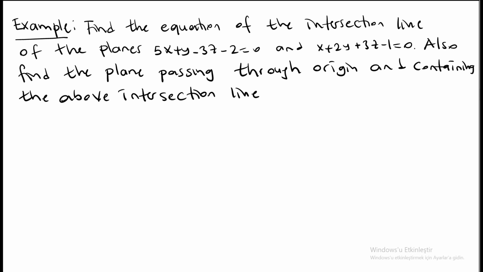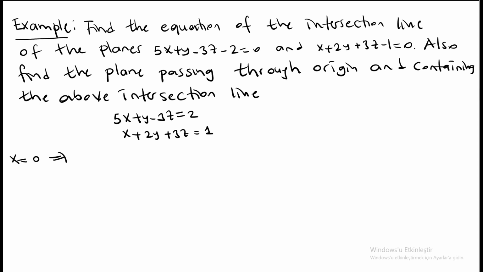Okay, we have two questions here. So when you find the first solution, you need to use this solution in the second question. So first, let me find this one. 5 times x plus y minus 3 times z equals 2, and this one, let me write in this form, x plus 2 times y plus 3 times z equals 1. Because in the second problem I need 2 points, that's why I will choose this one. So I will find the 2 points.